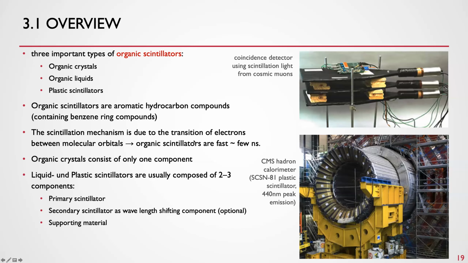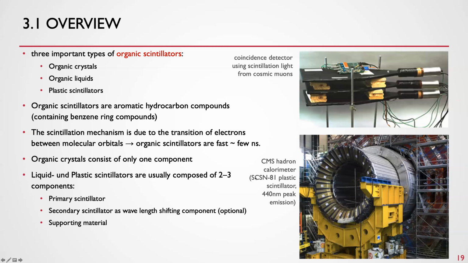Organic scintillators, one of the key properties is that they are also fast, a few nanoseconds. A few nanoseconds means they can be used for collider experiments. For example, the CMS hadron calorimeter. It's the last detector before the magnet. So here's the magnet, here's the HCAL, the hadronic calorimeter. That's when it was inserted.